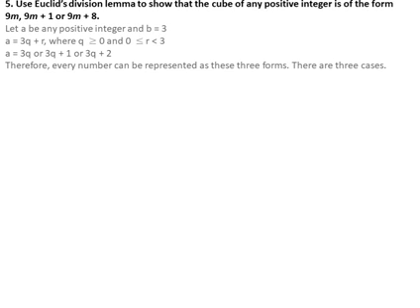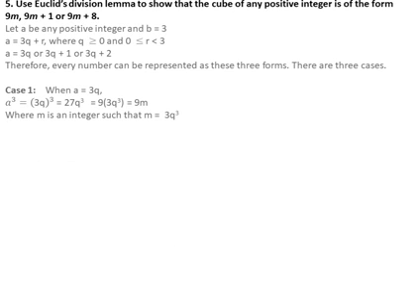First case, remainder r = 0. Therefore, a = 3q. If I cube on both sides, a cube = (3q) whole cube. If I expand, a cube = 27q cube. We have to take 9 as common. So 9 × 3q cube. I will assume 3q cube as m. Therefore, a cube = 9m.